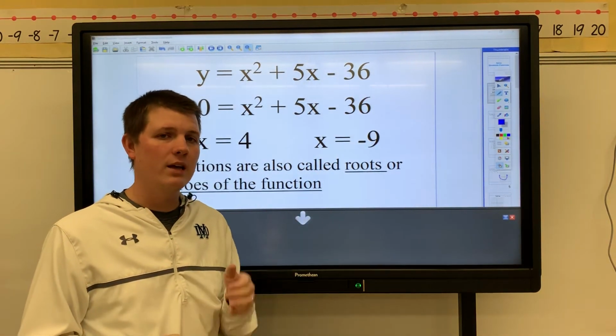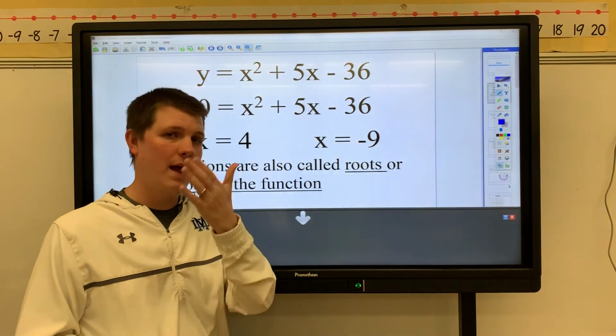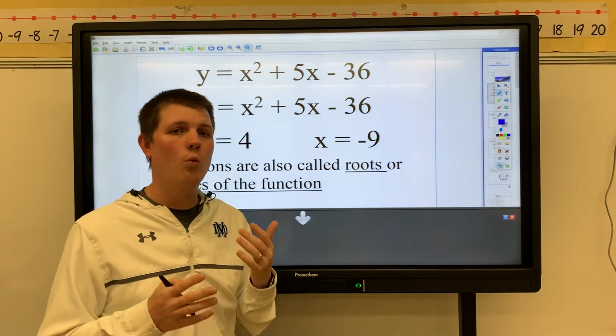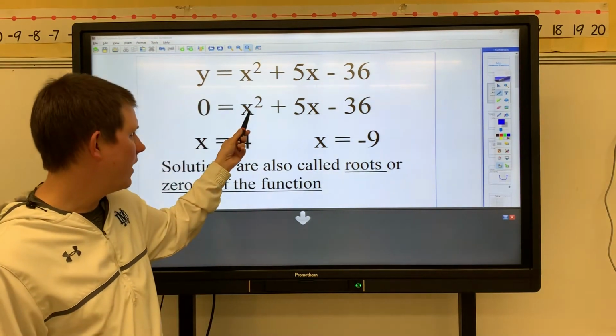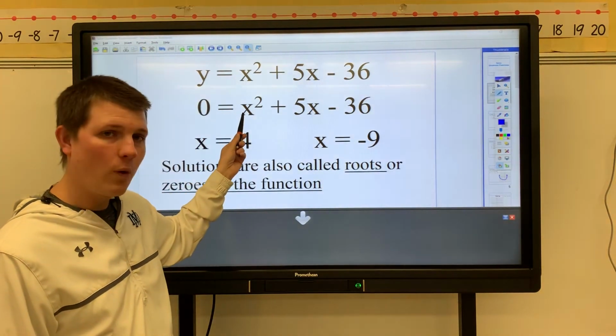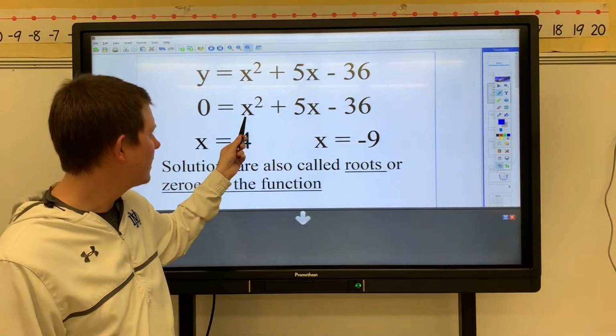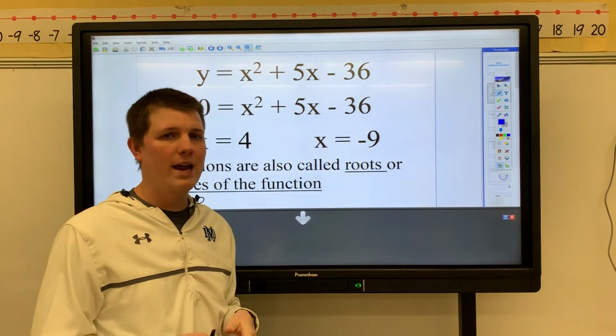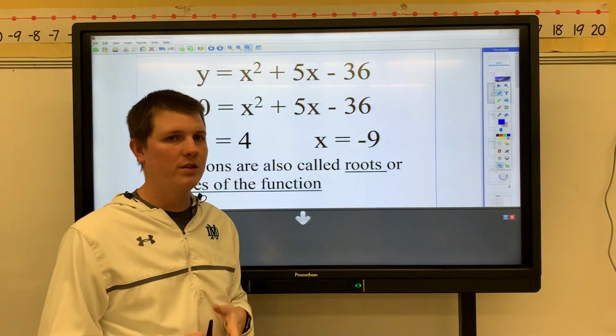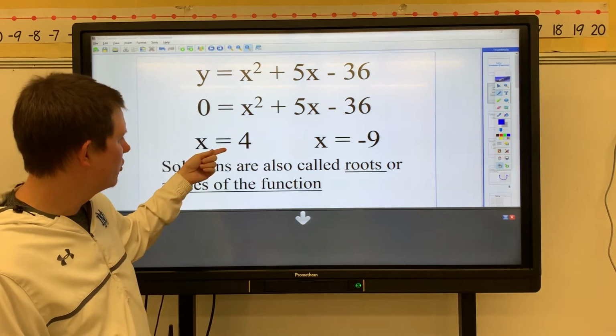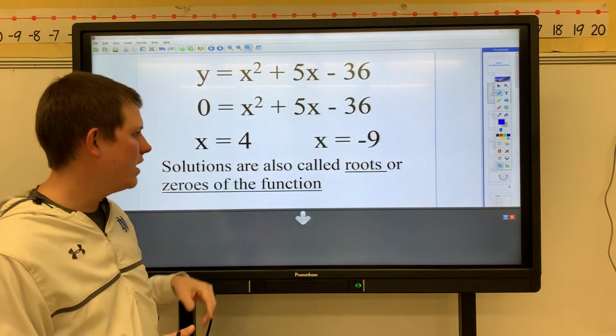This is quadratic, which, as we talked about earlier, makes a parabola or U on the graph. Why? Because it has an x squared. So anytime you see an x squared, that makes it a quadratic function. And that's what we're dealing with in this chapter. So our solutions in this particular problem are 4 and -9.